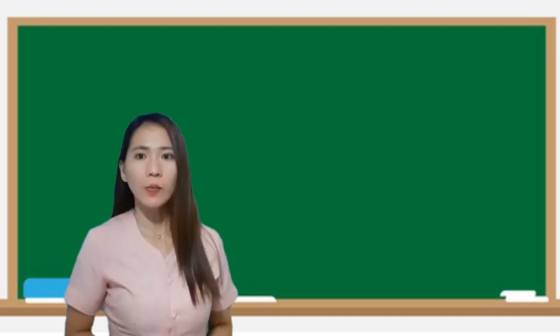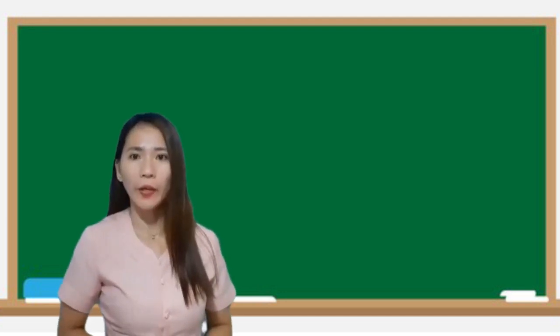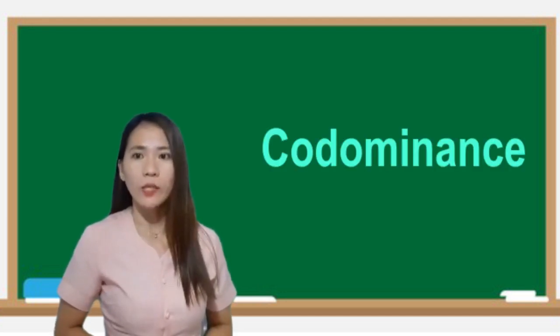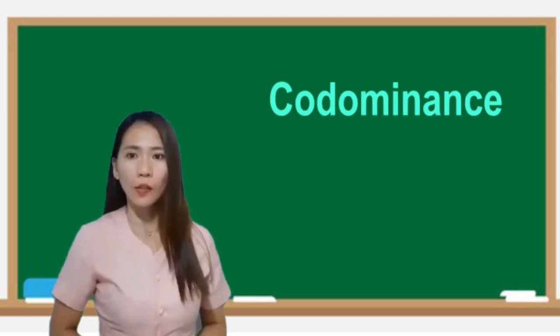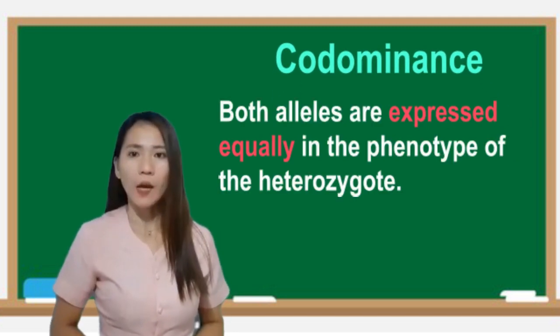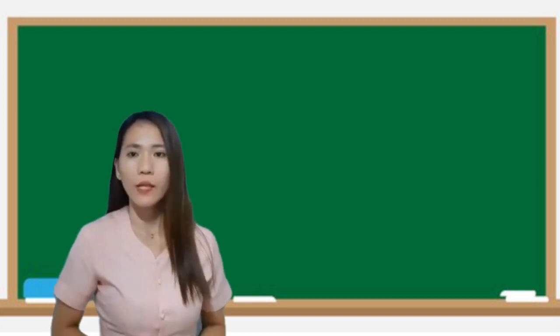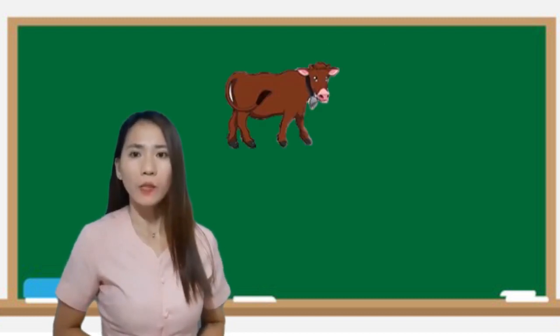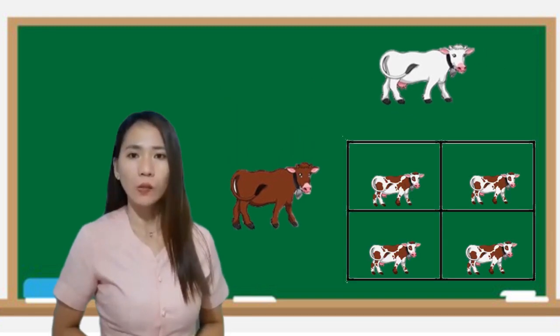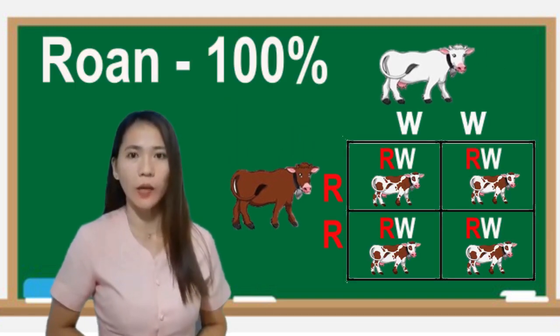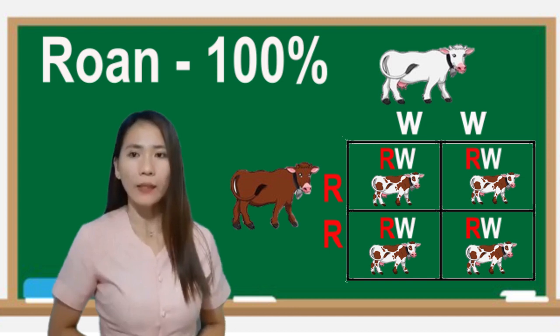Let us now proceed with the second non-Mendelian pattern of inheritance, which is codominance. In codominance, both alleles are expressed equally in the phenotype of the heterozygote. For example, a red cow mating with a white cow will result in a 100% roan cow. Thus, both alleles or both appearances are expressed equally.